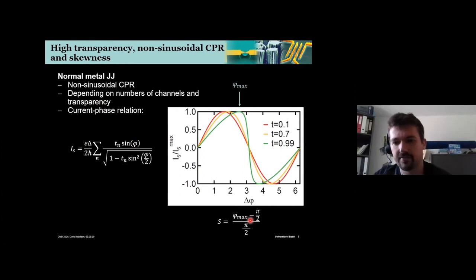And this is also then the measure which we take to determine if you have high transmissive channels in the system or not: the skewness, which is defined as the relative deviation from the maxima of the measured current phase relation from pi half.